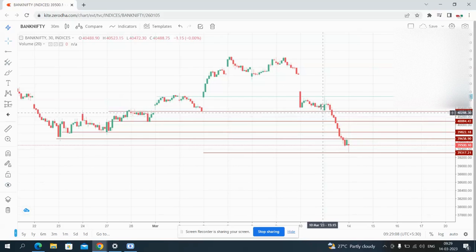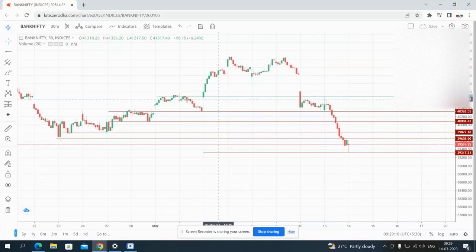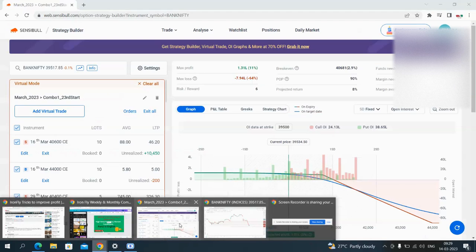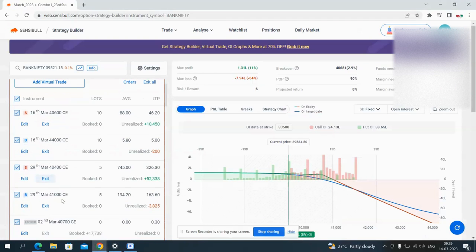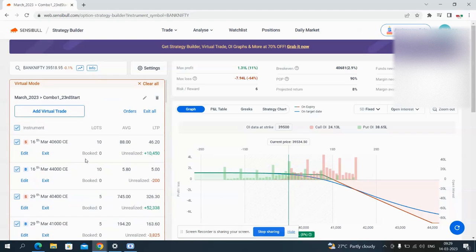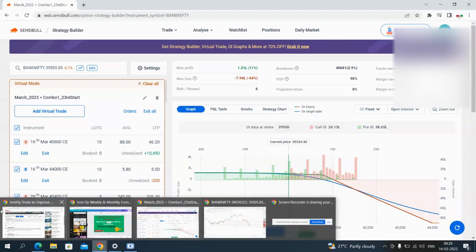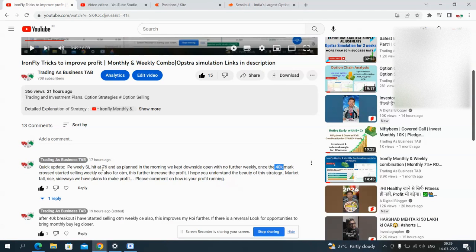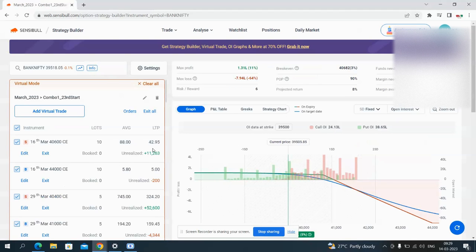So yesterday we have seen the range here and it was broken, and we have seen there were multiple supports, all of that broken. When it crossed 40,000, I started selling weekly CE also, right? So we had PC spread and monthly already. On top of that, we had P weekly, but we have taken stop loss at 46. I have updated in the comment P weekly and started selling a CE after 43 is marked. So that's what I did, and this is the current position.